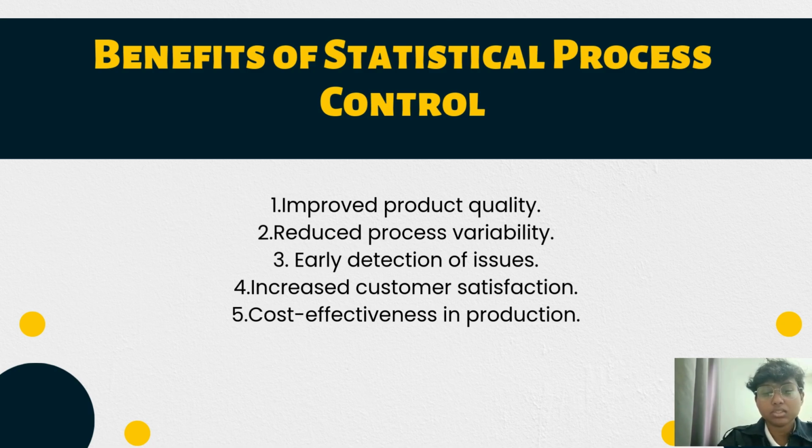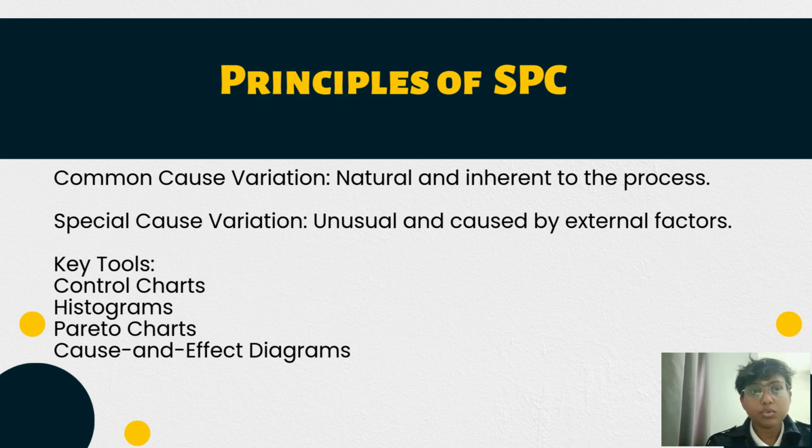To understand SPC, we need to focus on a few core principles. First, we must recognize that variability is a natural part of any process. Common cause variations are expected and stable, while special cause variations indicate something is wrong and needs immediate investigation. SPC relies on tools like control charts, histograms, and Pareto charts to analyze data and identify trends. Finally, SPC supports continuous improvement, which aligns with broader quality management systems like total quality management. By applying SPC, we are not just solving problems but improving processes for the future.